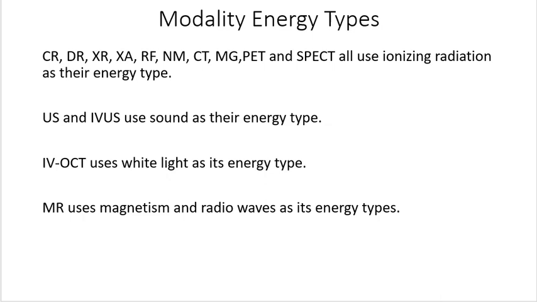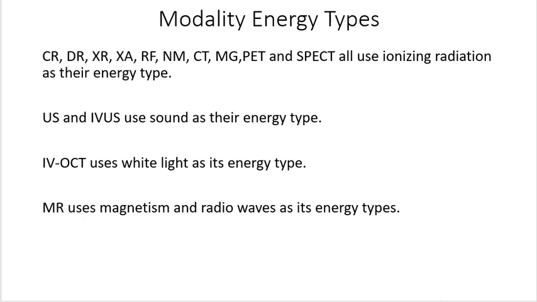But in nuke med, the patient is injected with the ionizing radiation, and the radiation comes out of the patient and goes to the detector. So even though it's in different ways, it's all using ionizing radiation of some type. Ultrasound and IVUS use sound as their energy type, sound waves. IV OCT uses white light as its energy type. And MR uses magnetism and radio waves as its energy types.